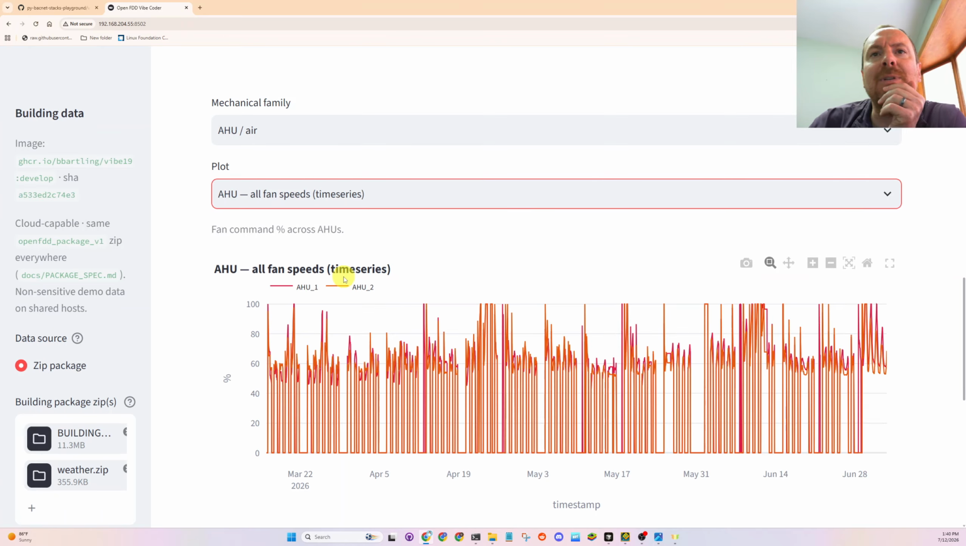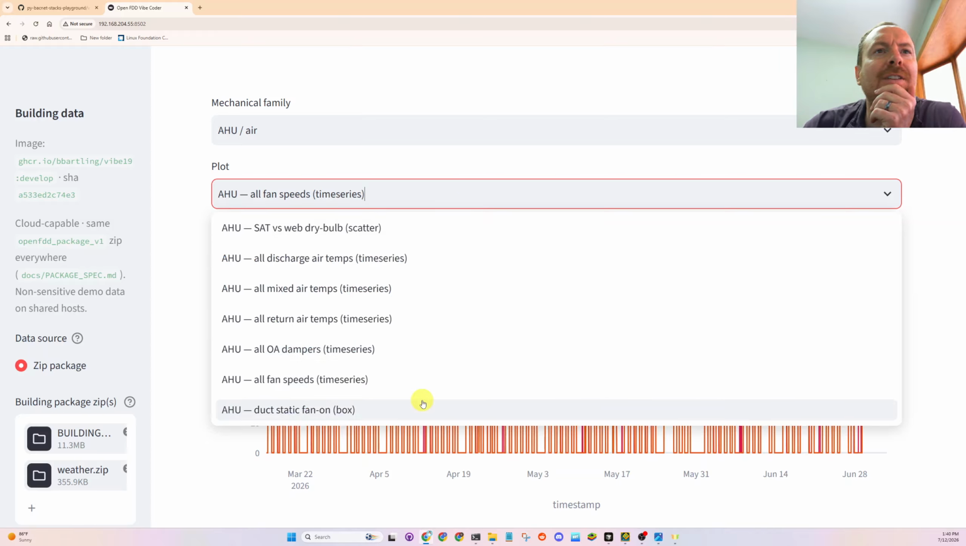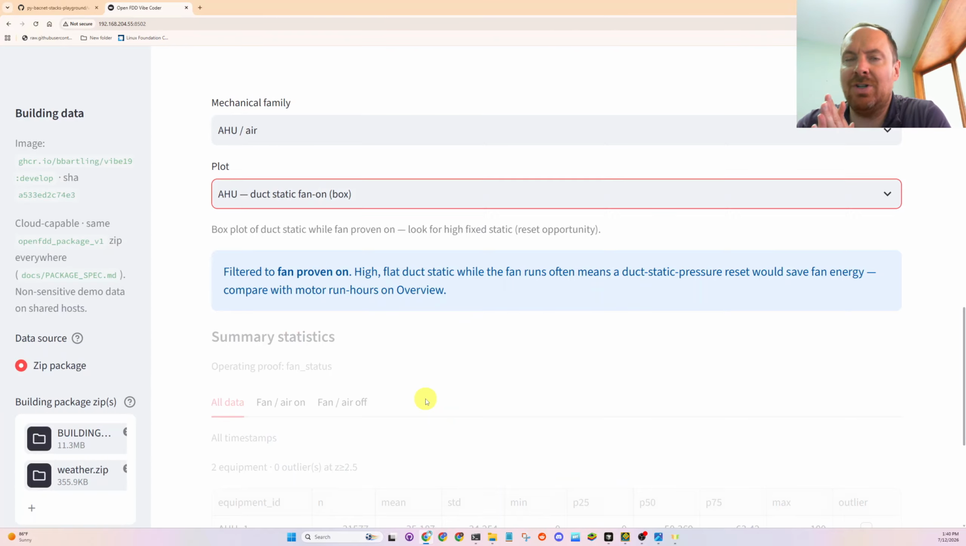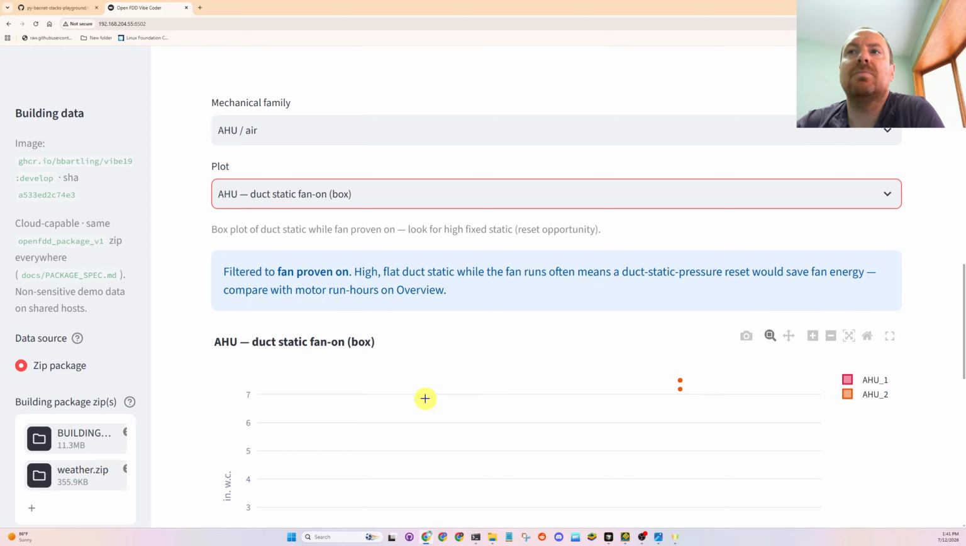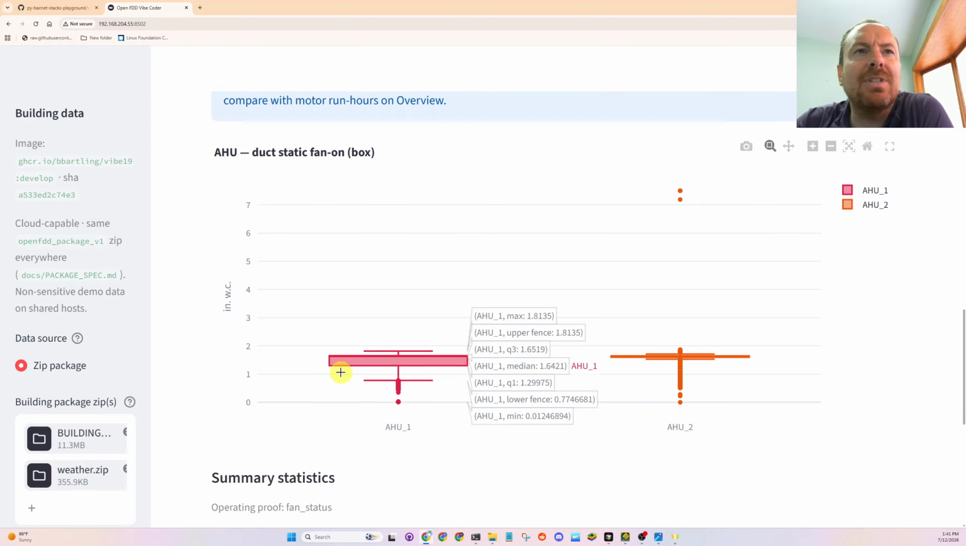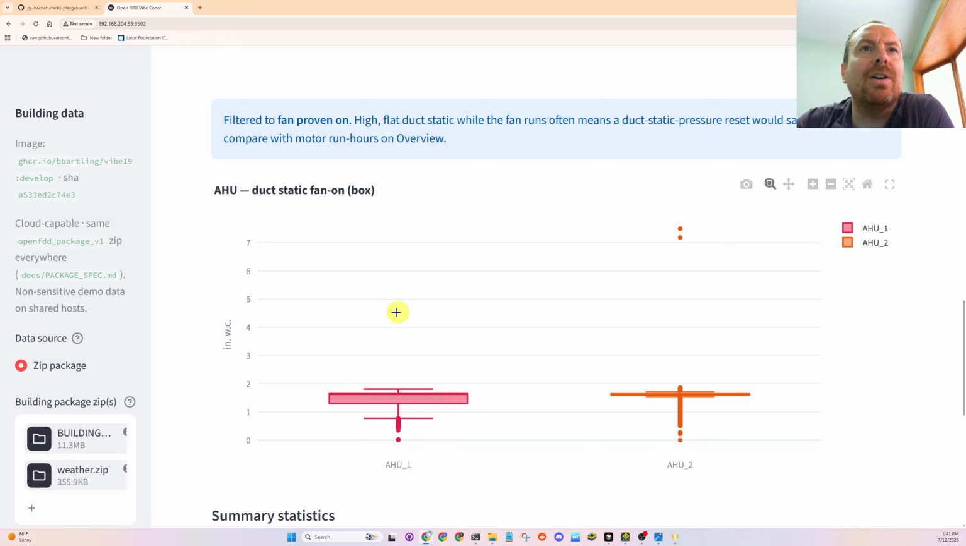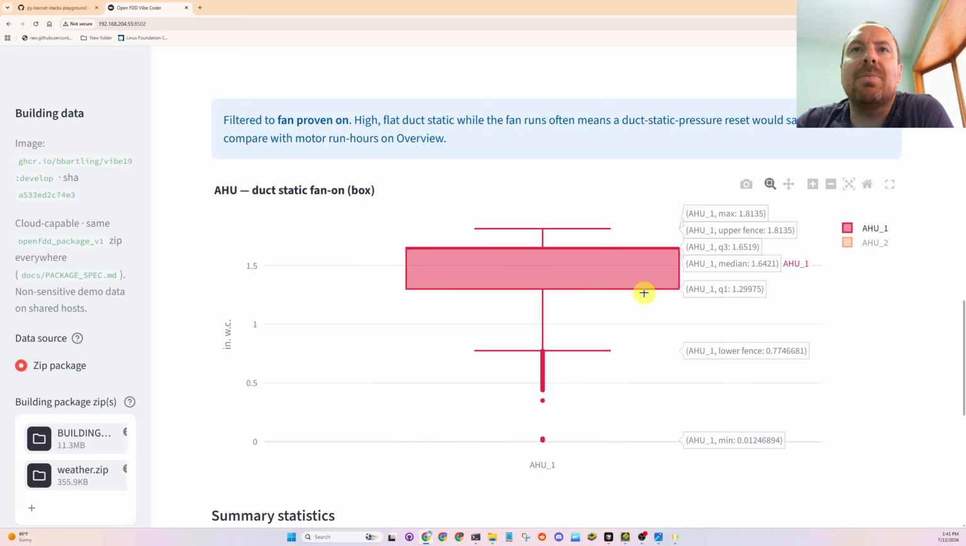So, okay, this is fan speeds. We did see a whole bunch of the fan not meeting duct static pressure. So this is what I want to see. This is a box plot of the air handling unit duct static pressure.